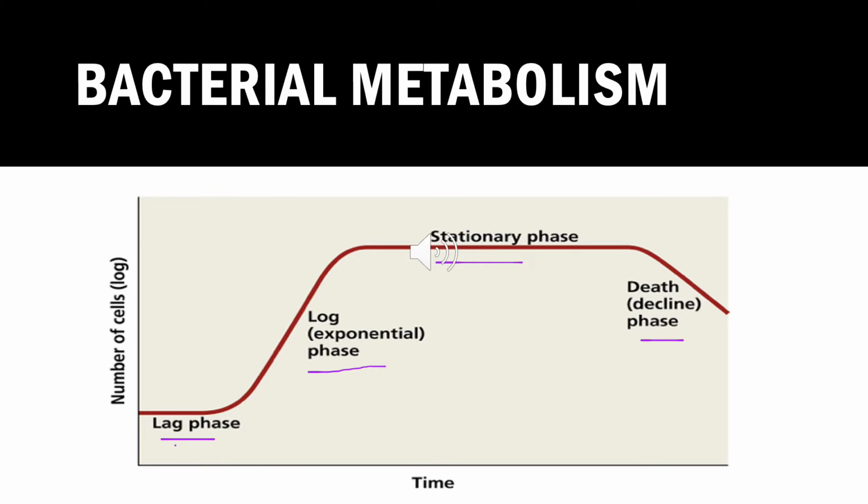really quickly growing there. And then when we move into the stationary phase, this is where the balance is coming in. So no further growth is continuing, and that will just go on until the nutrients are depleted, and the cell will move into the death or decline phase.